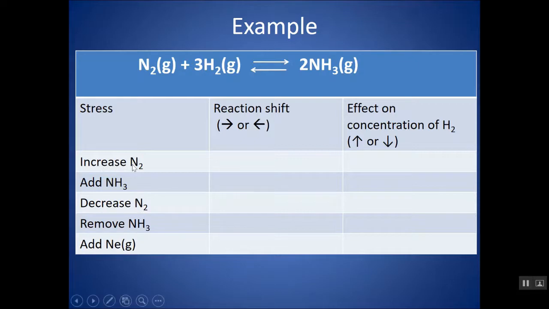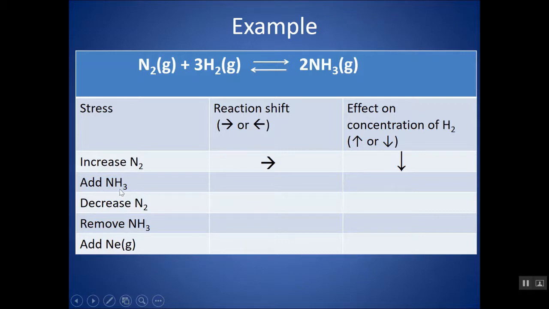So in this column, we're telling which way the reaction shifts, to the right or the left. In this column, tell me based on this shift, what's happening to the concentration of H2. If I were to increase N2, more goes away, so it would shift to the right. And if I shift to the right, I'm pointing away from H2, so H2 would go down over time, it's being used up.